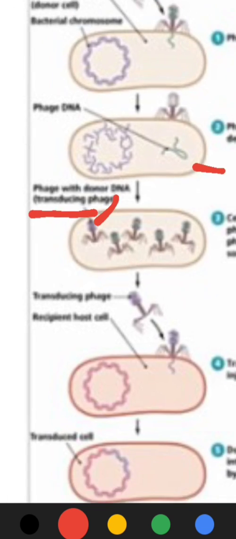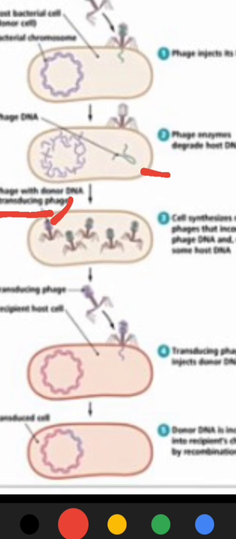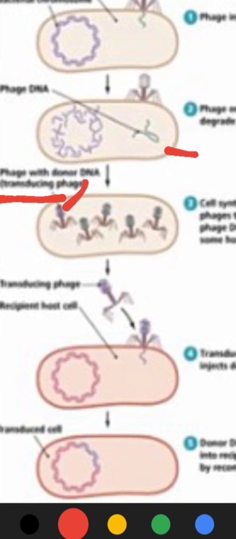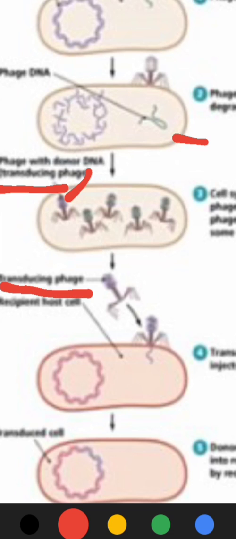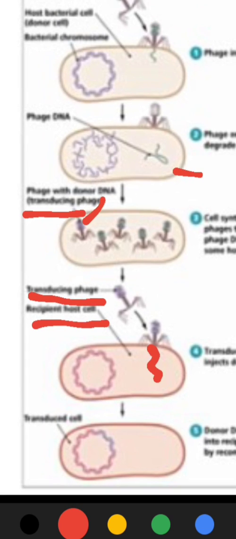During the maturation stage, instead of the phage DNA, the bacterial DNA is incorporated into the phage coat, that is the capsid. The next step is that this transducing phage enters the recipient host cell. In the same manner, there is injection of the donor DNA, so the donor DNA is incorporated into the second host, that is the recipient cell.